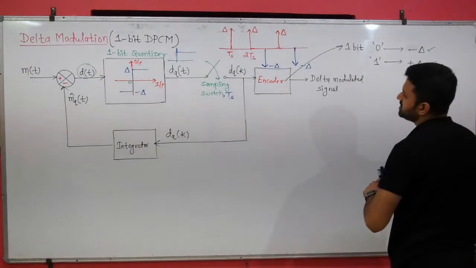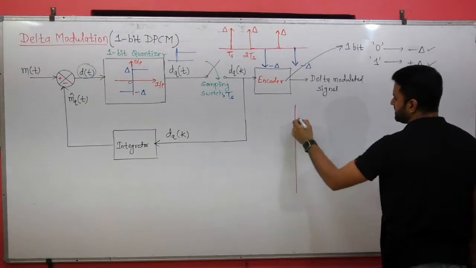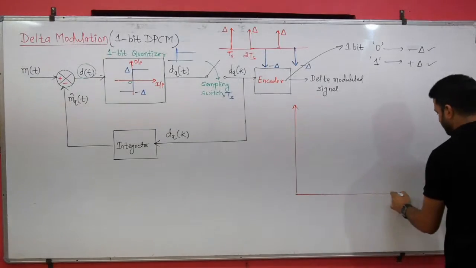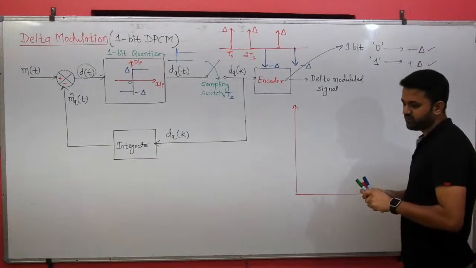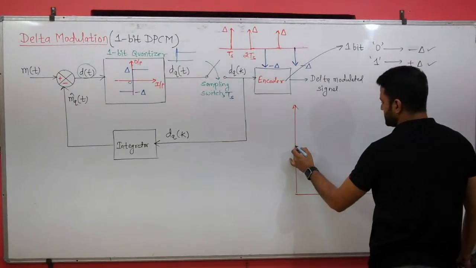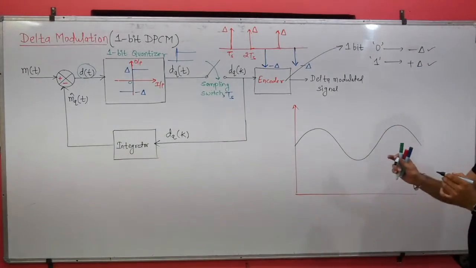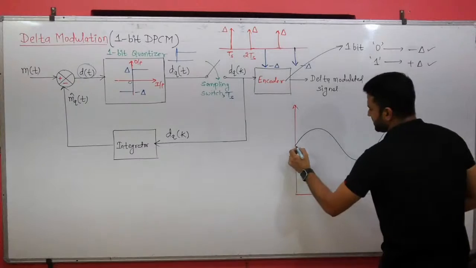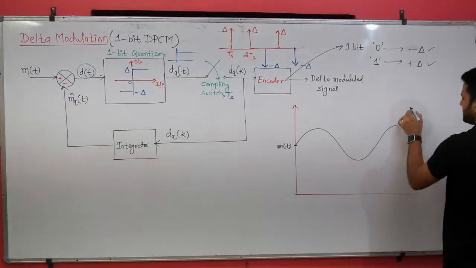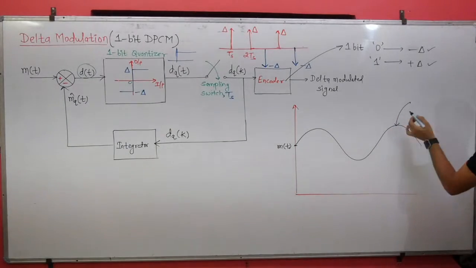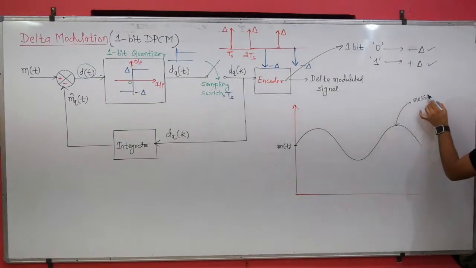Okay. So let us draw one diagram. Watch this diagram carefully. This is a sinusoidal message signal. I am giving you the message signal, and it is sinusoidal, but it is having some amplitude at 0. So this is our message signal.